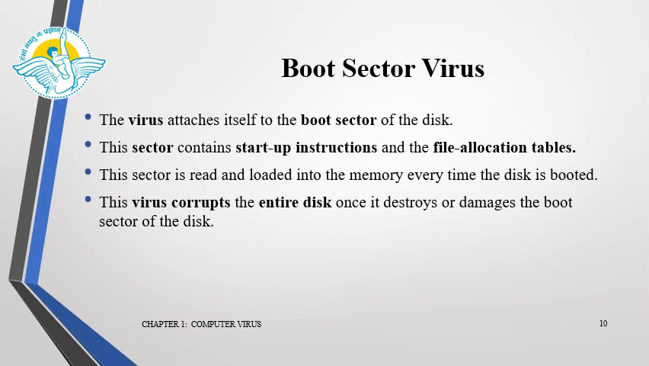The next type of virus is the boot sector virus. This virus attaches itself to the boot sector of the disk. The boot sector contains startup instructions and the file allocation tables. This sector is read and loaded into the memory every time the disk is booted. This virus corrupts the entire disk once it destroys or damages the boot sector of the disk.